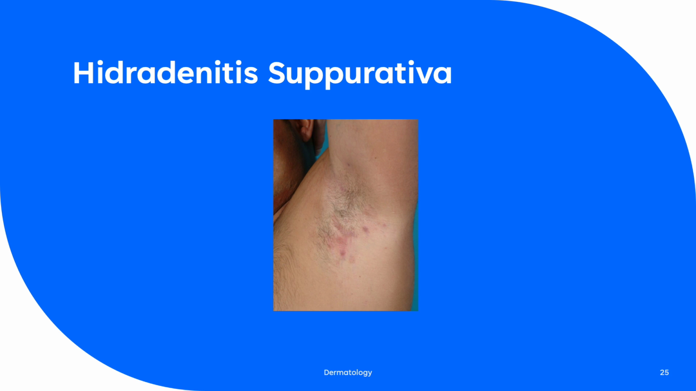Symptoms include painful nodules, abscesses, and the formation of tunnels or sinus tracts in affected areas. These symptoms can lead to significant discomfort and can be socially distressing. For diagnosis, we typically conduct a clinical evaluation based on the patient's medical history and physical exam. In severe cases, imaging studies may be necessary to assess the extent of the disease.